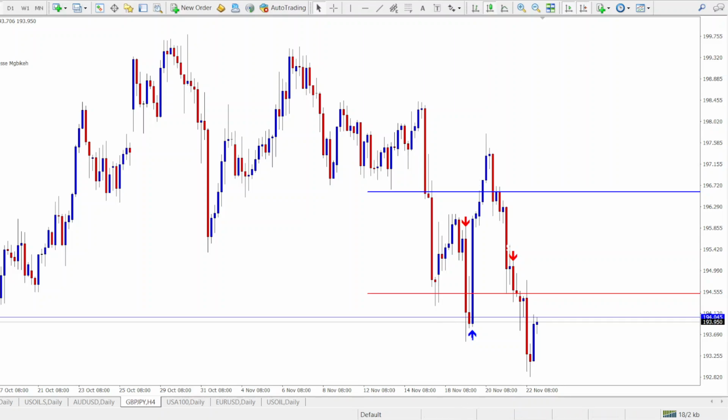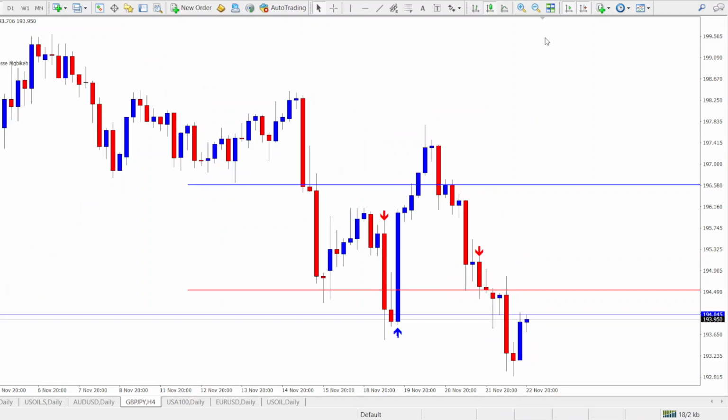How do you make use of this indicator to identify very good trading signals, both buy and sell? Whenever you have a blue arrow below the candlesticks pointing upwards, that is a buy signal. All right. On the other hand, when you have a red arrow pointing downwards, that is a sell signal.